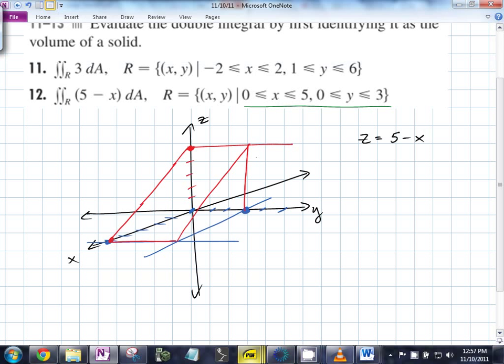So what's the height of this thing? 5. What's the base? 5. And what's the depth? 3. 3, right? So you can say this is one half of 25 times 3. 75 over 2. Nice. Yeah.